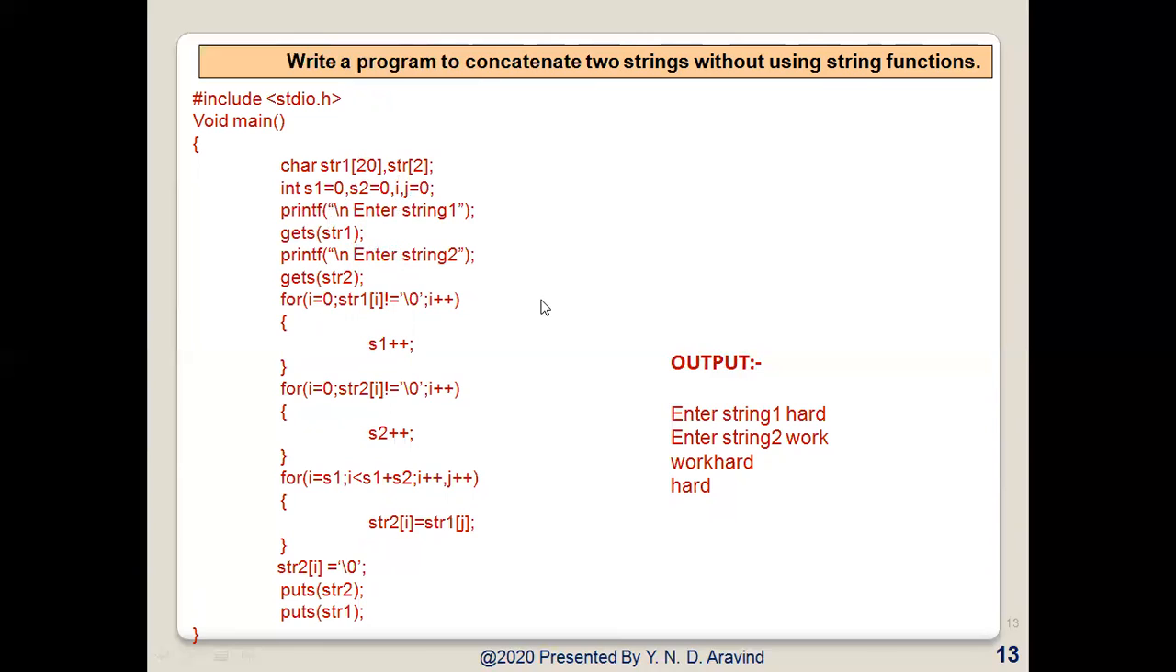Enter the string. The first string I have entered is hard, and the second string I have entered is work. Now I am combining this hard and work. I am copying hard into work, so it is not hard work, it is work hard. Once after reading the strings, I have counted the length of each string. The length of the first string is 4. In the second string also the length is 4. So totally 4 plus 4 is 8.